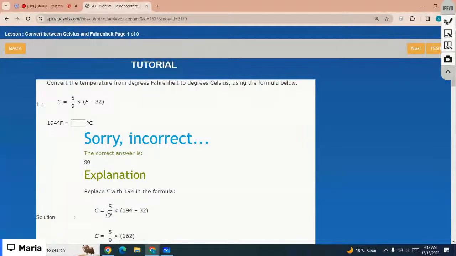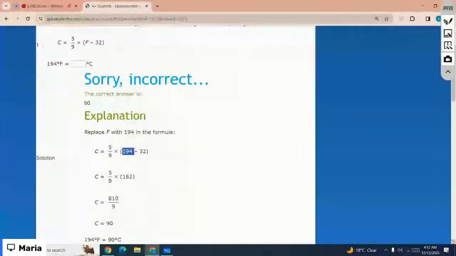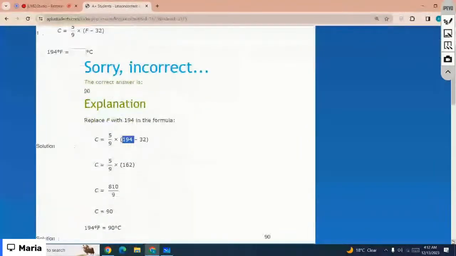For example, here you have in Fahrenheit 194. So just replace the F with 194, right? Here it is. 194 minus 32 is 162. Multiply 162 times 5 and divide by 9. So that means 194 Fahrenheit equals 90 degrees Celsius, right? Just start with the test questions.